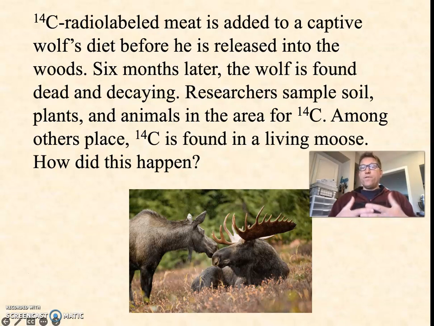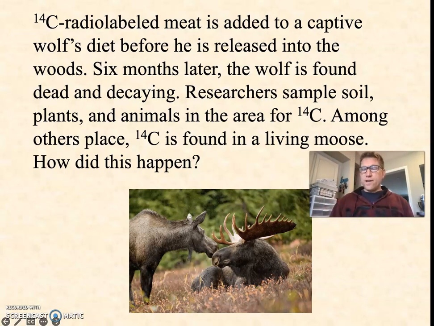But basically what you've got in this story is meat, food for a wolf, that has been labeled with a tracker, carbon-14, so that the carbon that makes up the organic matter in the food for the wolf can be tracked. And then somehow, 6 months later, those tracers, the carbon-14 labels, have been found in a living moose as part of his tissue. How did that happen? What are the steps that would be required to be able to make that happen? Go ahead and pause this, think that through.